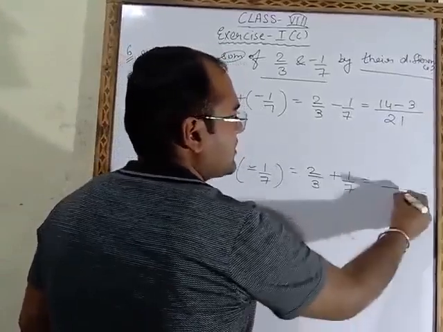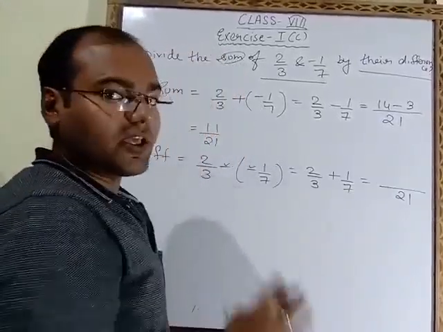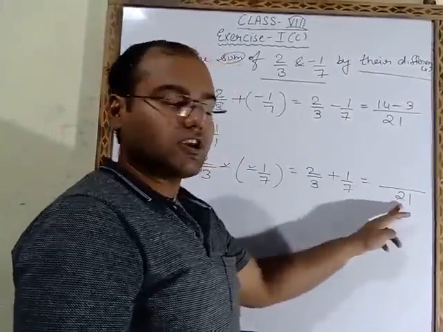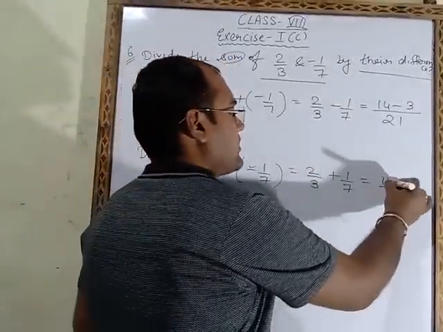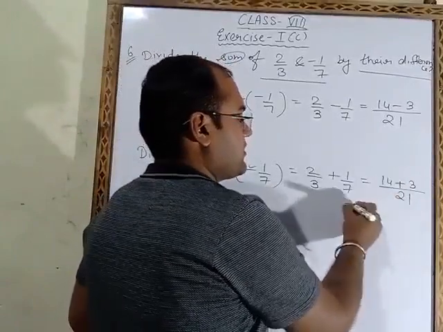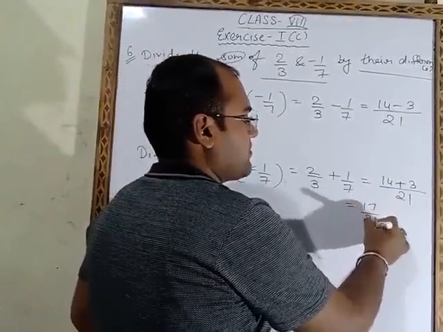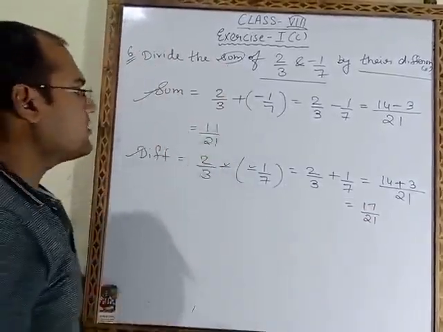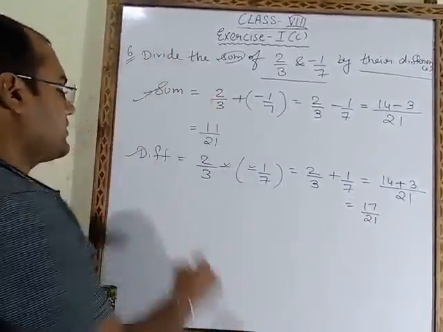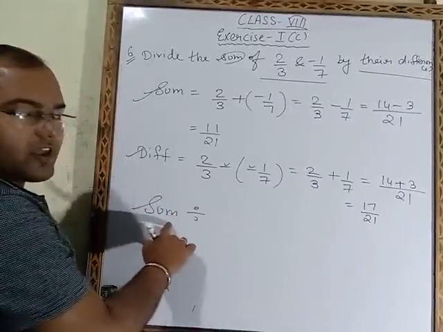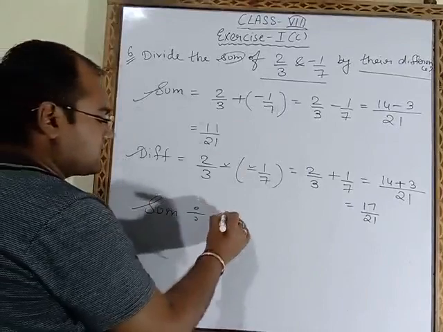Now 3 7s are 21. LCM we will take. LCM of 3 and 7 will be 21. 3 7s are 21. 7 into 2 will be 14 plus 7 3s are 21, 3 into 1 will be 3. Answer is 17 upon 21. Now we have to find the sum also and difference also. In the question it says divide the sum. We have to divide the sum, so sum we have to divide with difference.